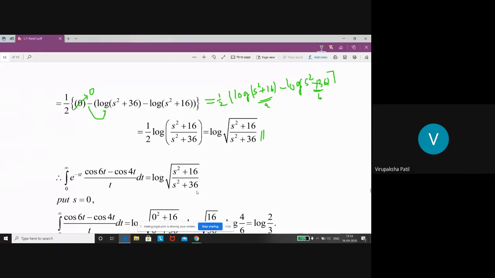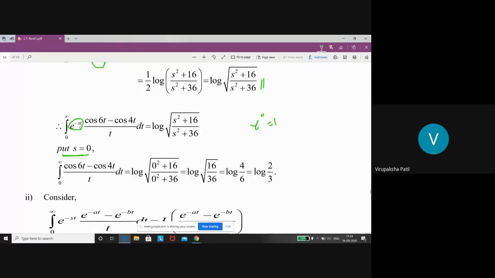But we don't want to evaluate this integral in between the limits 0 to infinity. We don't want this here. So to remove this, we have to put what? s is equal to 0. Why? Because e to the power 0 becomes 1, isn't it? So 1 into anything is that quantity. So putting s equal to 0, you have to put s equal to 0 on both sides. What will you get? Integration 0 to infinity of (cos 6t minus cos 4t) divided by t dt.